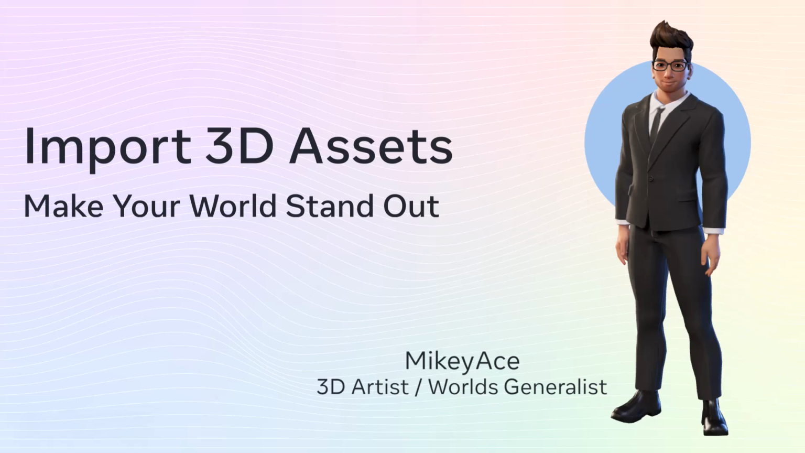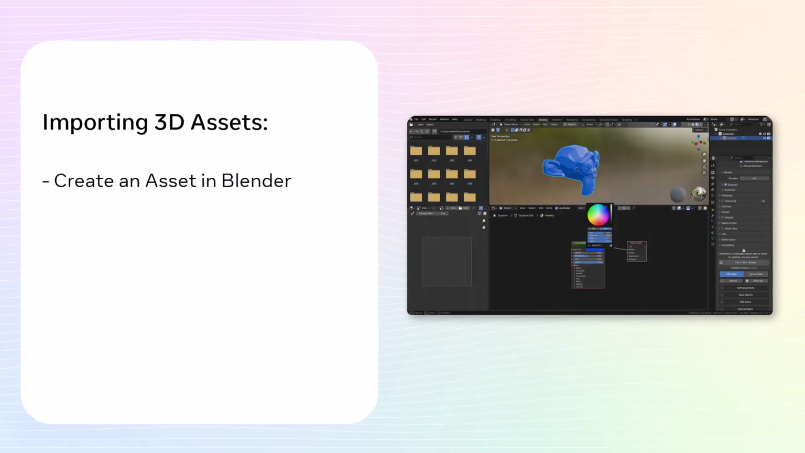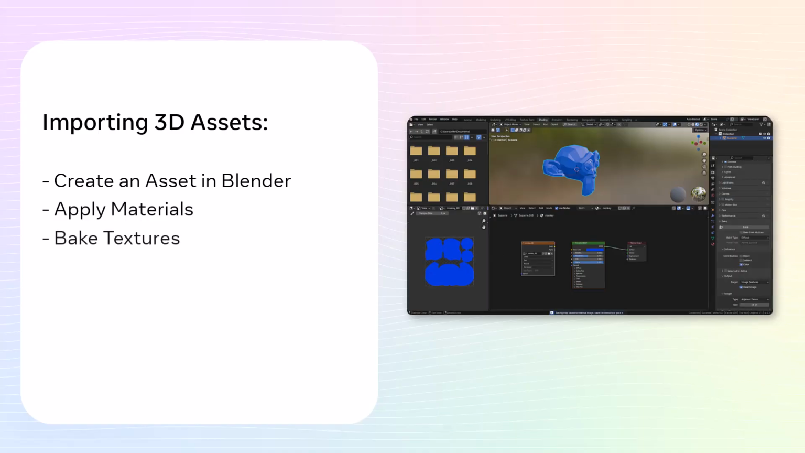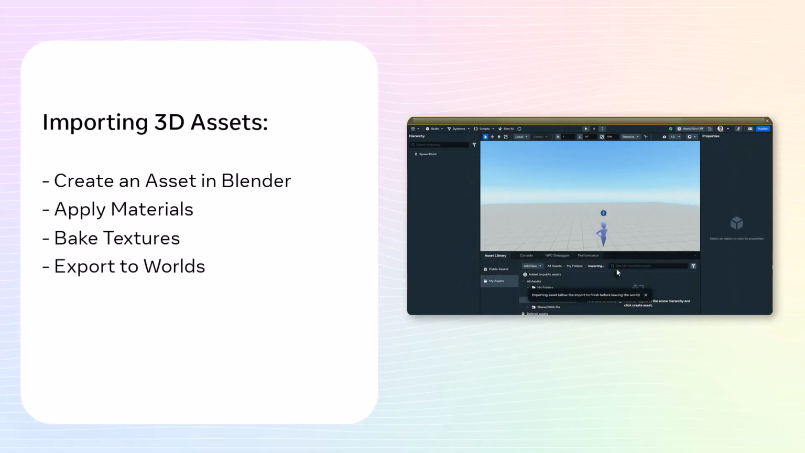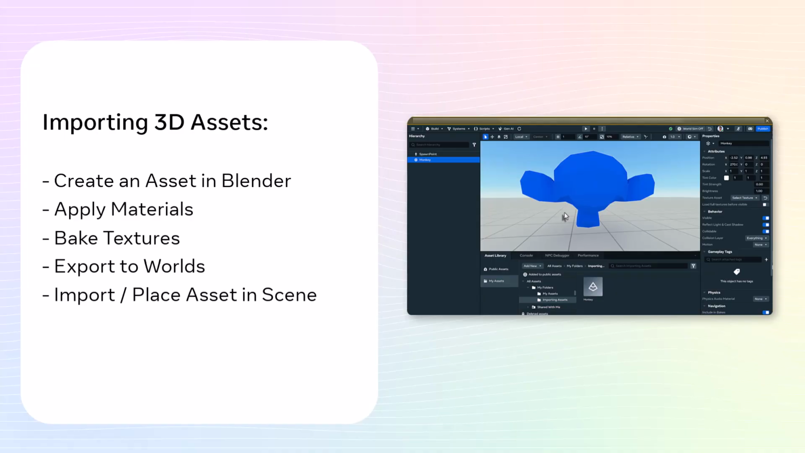Hi, I'm Mikey Ace. In this video, we're going to explore how to import 3D assets into Meta Horizon Worlds. We'll start in Blender by creating a simple asset. Then, we'll apply materials and bake textures to lock in detail efficiently. After that, we'll export the mesh and textures with the right settings for worlds. Finally, we'll import the asset and place it into our scene.